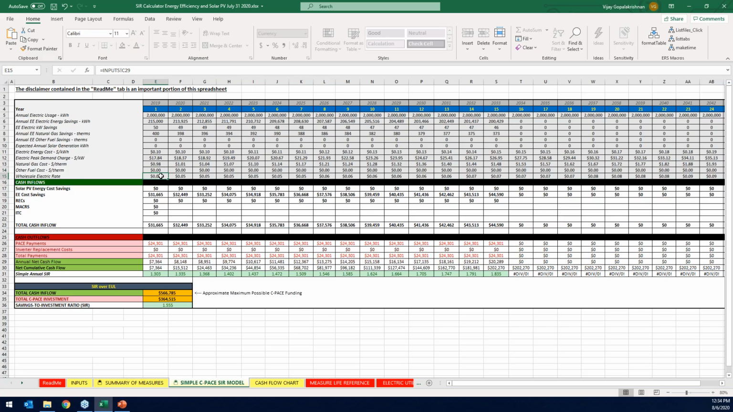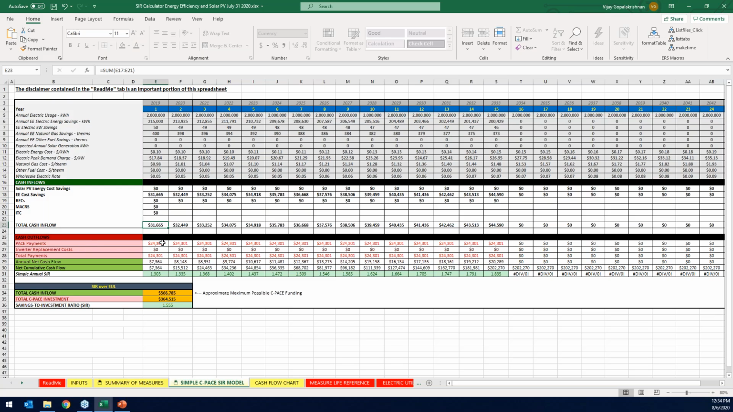The wholesale electric rate really applies when the total generation from solar PV exceeds the annual electric usage, then the wholesale electric rate comes into play. But here, since there's no solar PV, we're going to move on from there. There's no solar PV energy cost savings. The energy cost savings in terms of energy efficiency measures is about $31,665 a year. So that gets calculated through year 15. There are no RECs, no makers, and no ITC for this project. So the total cash inflow is just essentially the energy cost savings for this project.